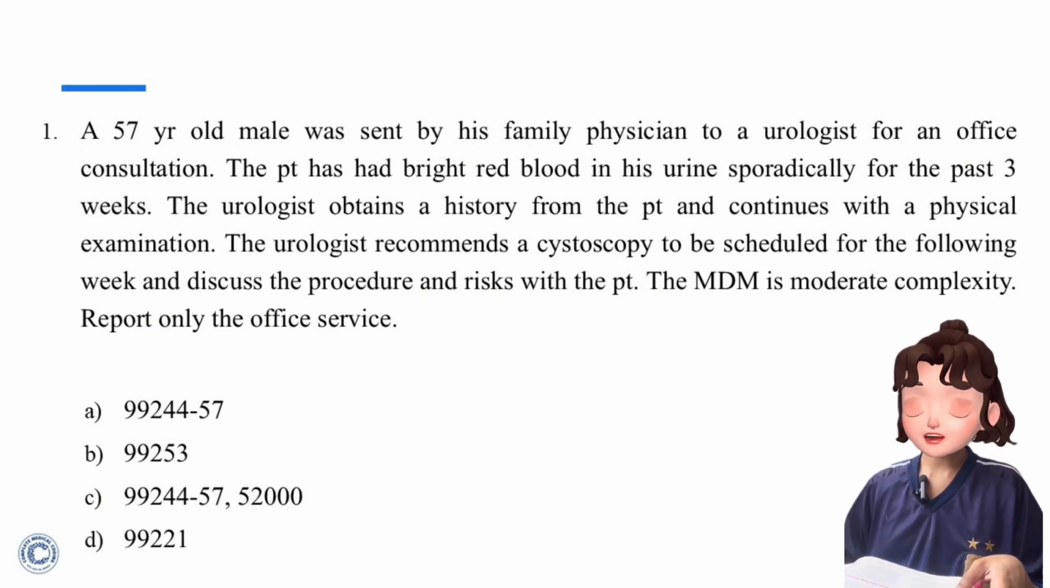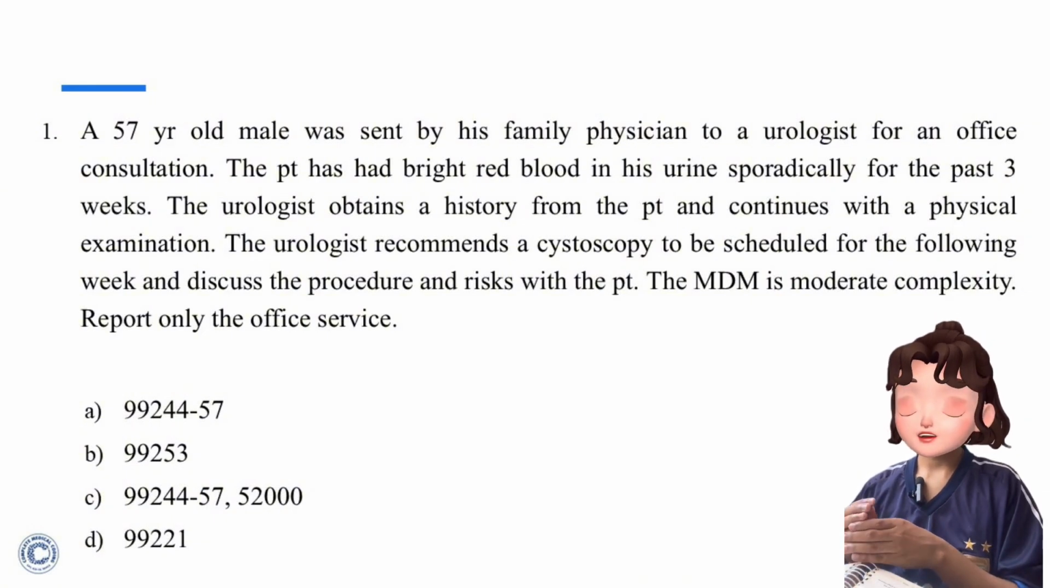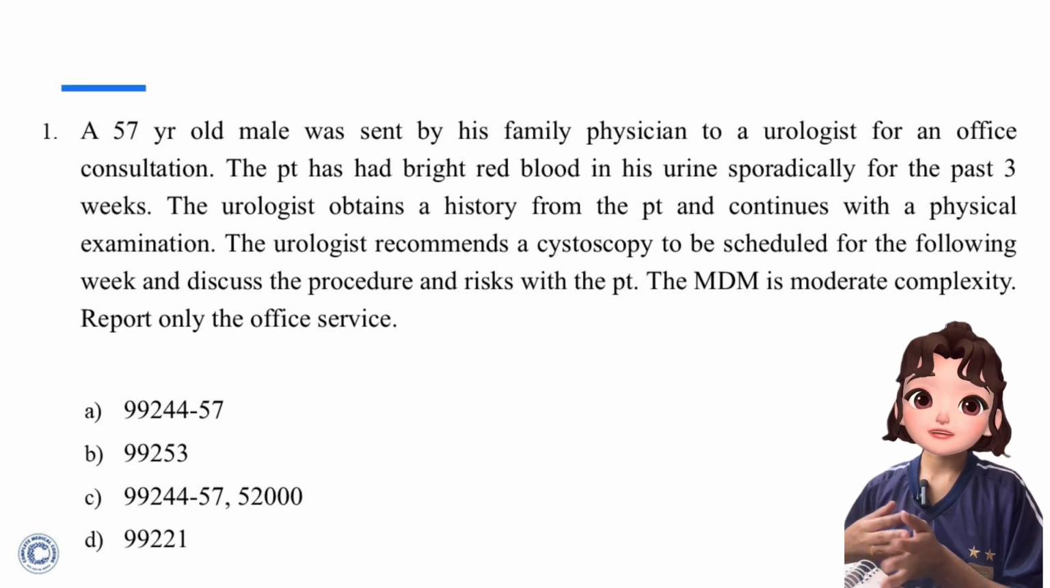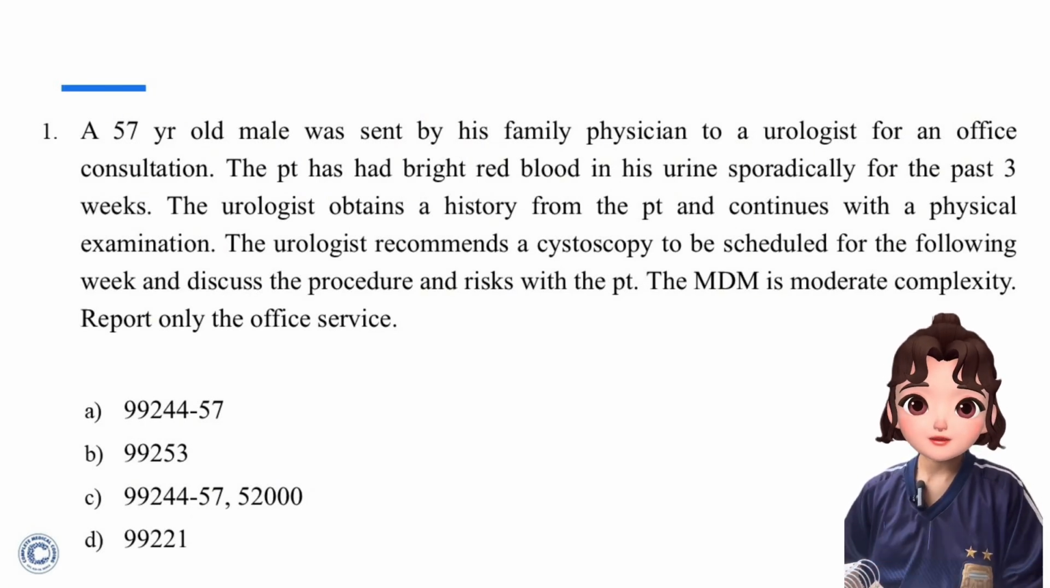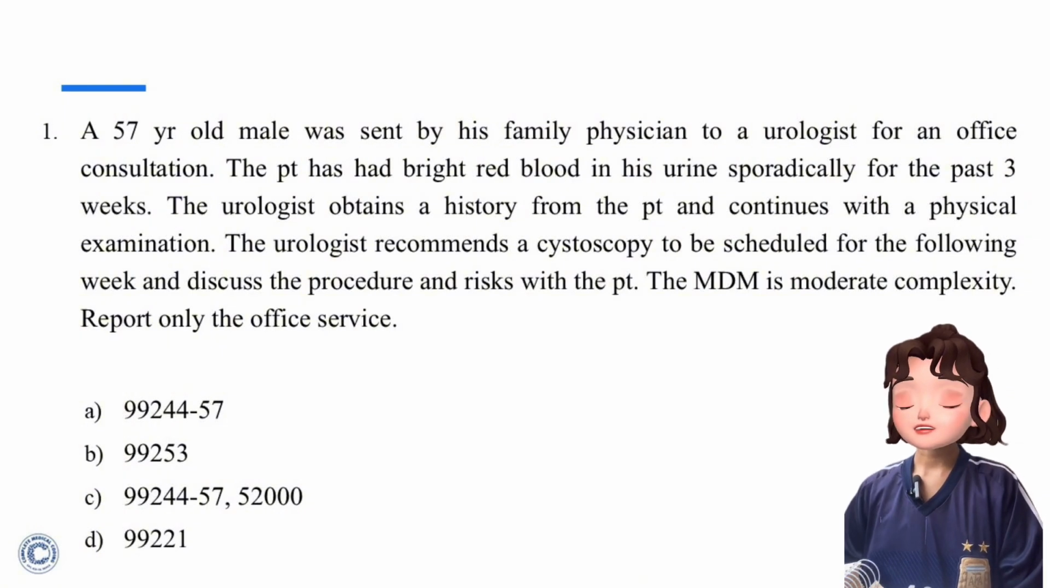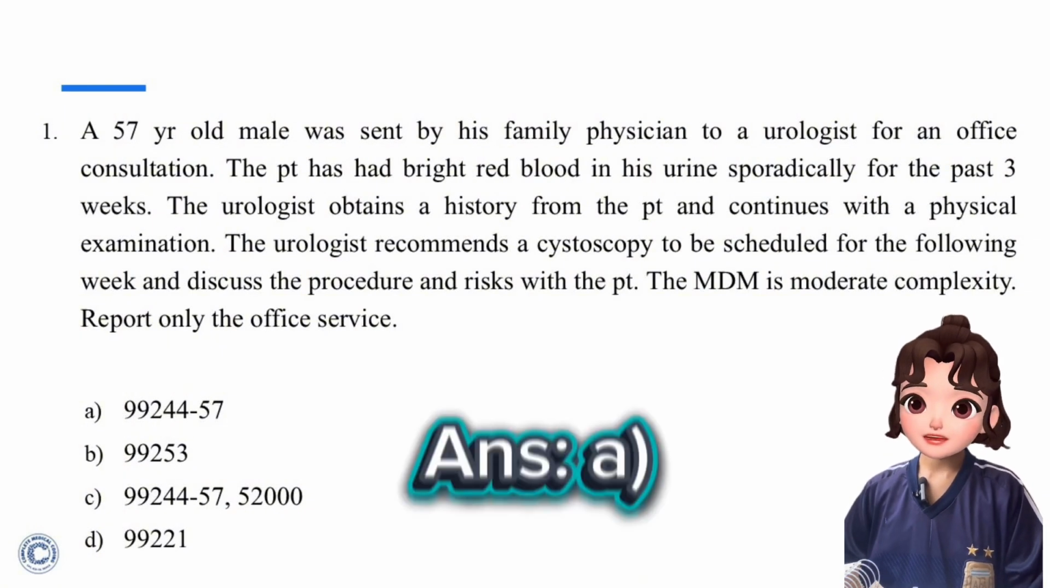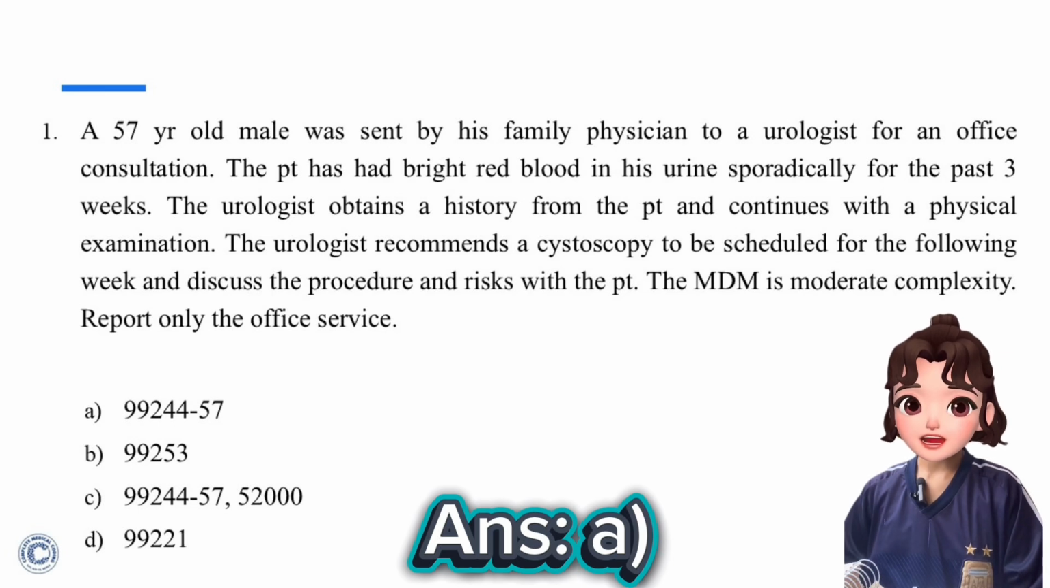So the office consultation code is only 99244. Whatever is mentioned in the question related to the history, examination and MDM is correct, and modifier 57 is also correct because the doctor is going to do a cystoscopy. So the correct answer is option A, 99244 with modifier 57. That is the exact code. All right.